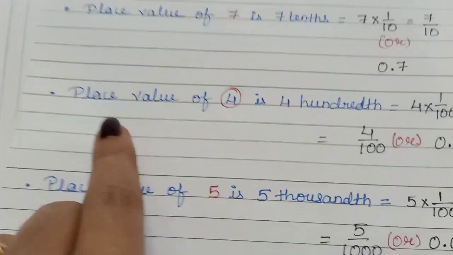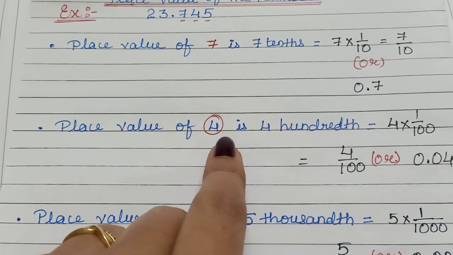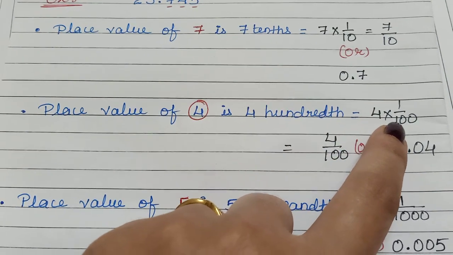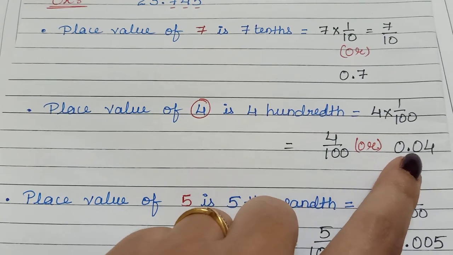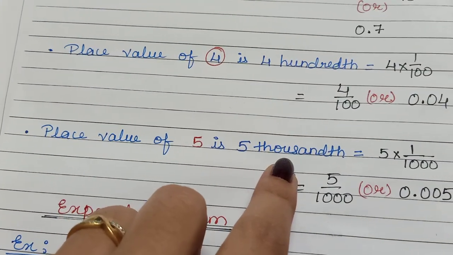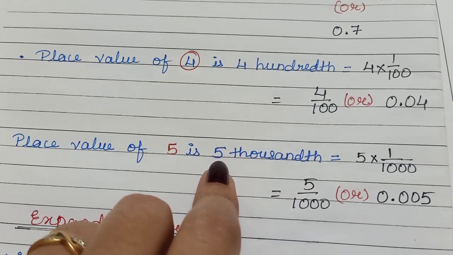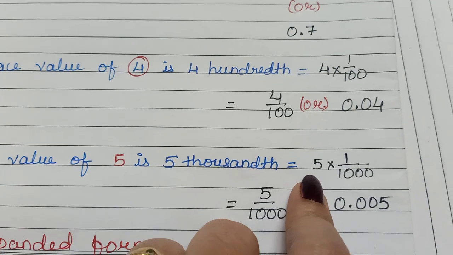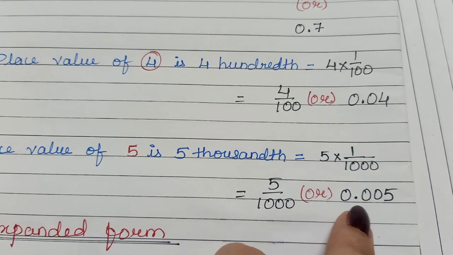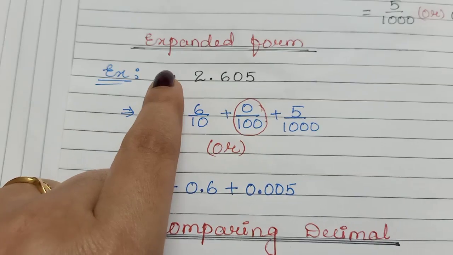Same way for the place value of 4, it is in the hundredths place. So the place value of 4 is 4/100. In fraction, 4 into 1 upon 100, we will get 4 by 100 or 0.04. Same way for the 5, it is in the thousandths place. So the value of 5 will be 5/1000. In fraction, it can be written as 5 into 1 upon 1000, which will give you 5 upon 1000 or 0.005. I hope this is clear for all of you.